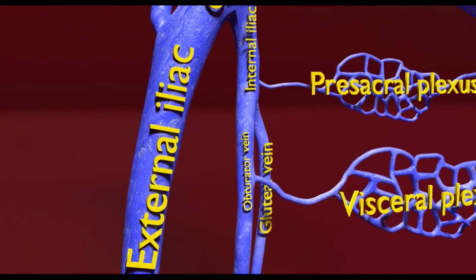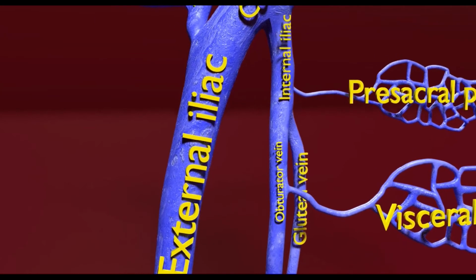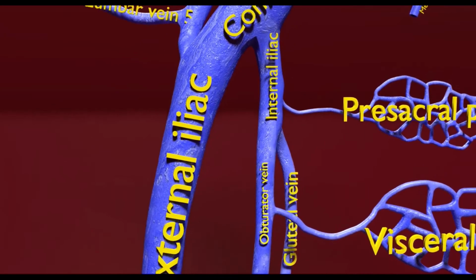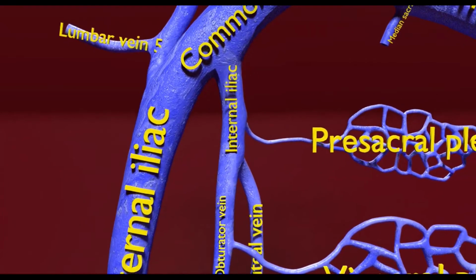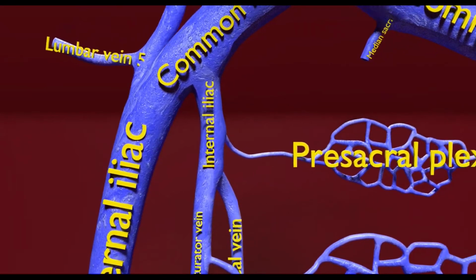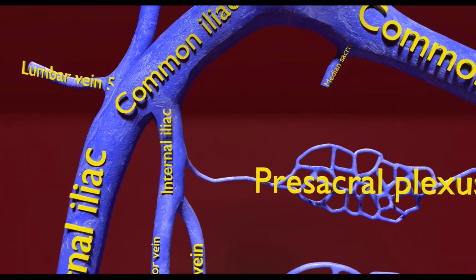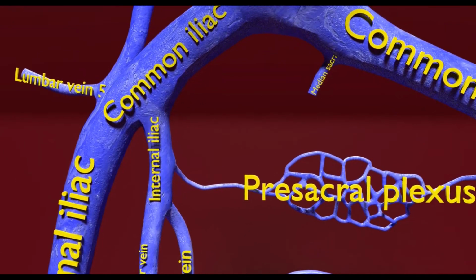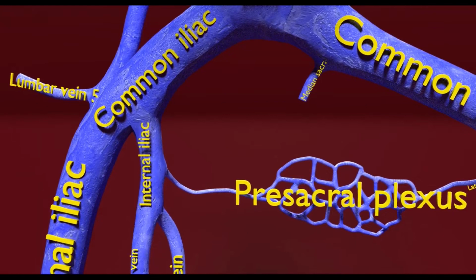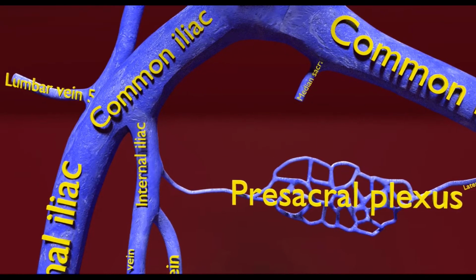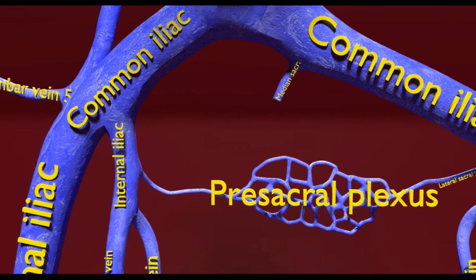Obturator vein begins in the upper portion of the adductor region of the thigh and enters the pelvis through the upper part of the obturator foramen in the obturator canal. It also drains into internal iliac vein. Now you see the third plexus, which is the presacral plexus, draining into the lateral sacral vein, which ultimately drains into common iliac vein.